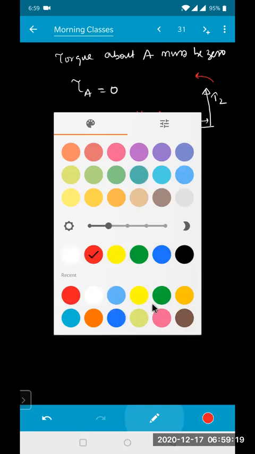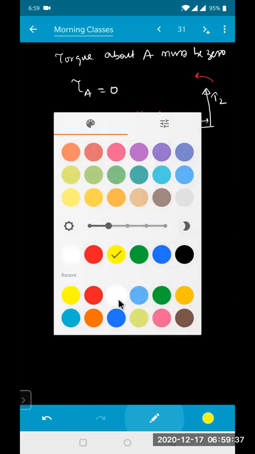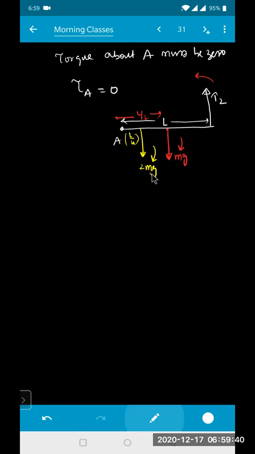One more force is acting here, equal to 2mg. This distance is L by 4. This is also moving clockwise. So these two clockwise torques are in the same direction, and this is in the opposite direction. So this anti-clockwise torque must balance the other torques. So I can write T2 into L must be equal to 2mg into L by 4 plus mg into L by 2. These two torques are acting in the same direction, so they add up and equal this torque.